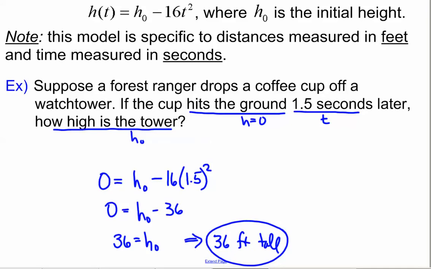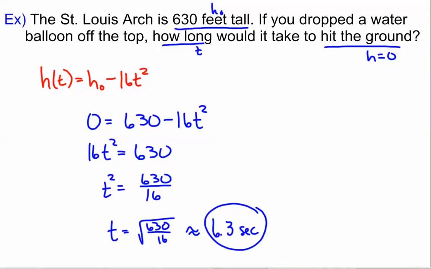Let's do something similar, but we're solving for a different variable this time. The arch is 630 feet tall. If you could pop open the window and drop off a water balloon, how long is it going to take for it to hit the ground? Okay, so this time they gave me the initial height, the h sub 0, but they didn't give me the t, the time, right? They still told me it's hitting the ground, so my height's going to be 0.